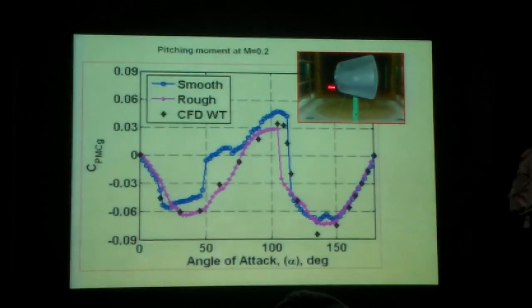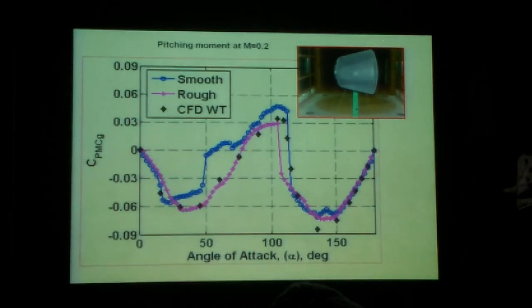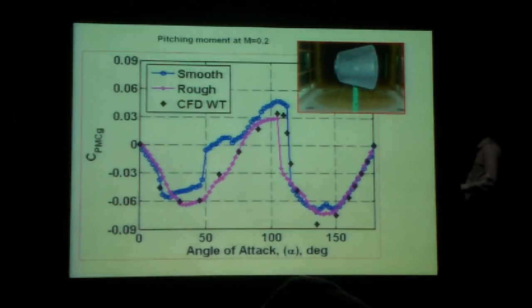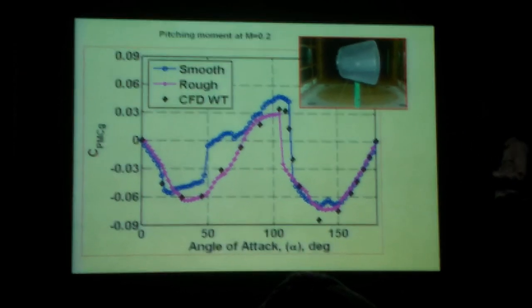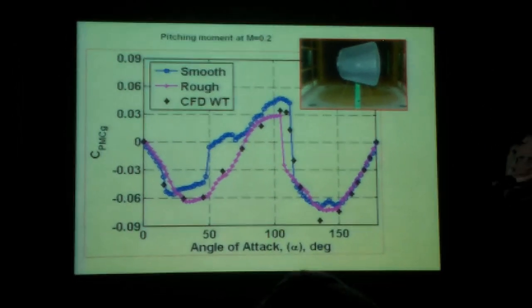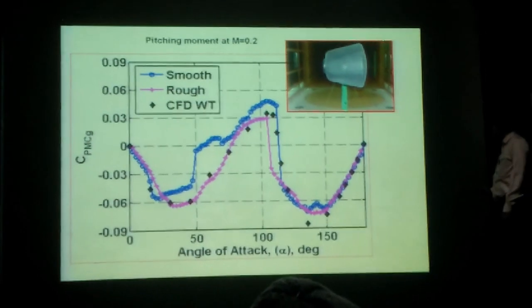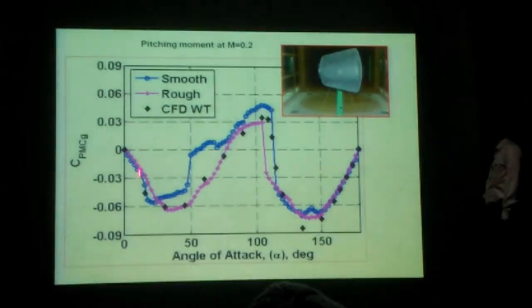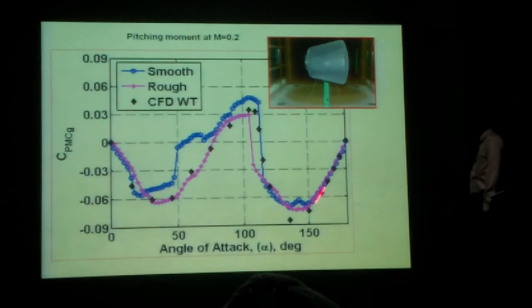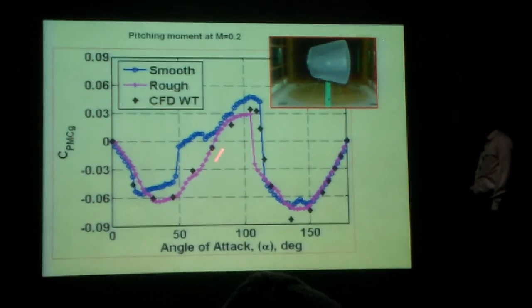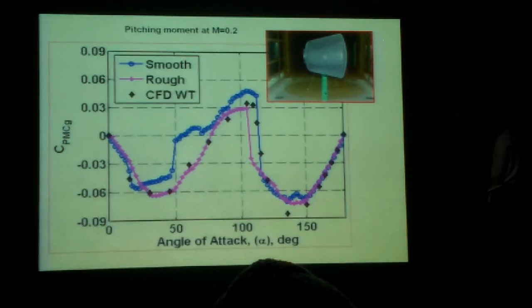But you know that the Reynolds number for the smooth model is smaller, and a larger Reynolds number is similar to a rough model actually. Because the flow is going to become turbulent, with the rough model you can see the pitching moment curve is like this, which is also more or less coinciding with the CFD predictions.